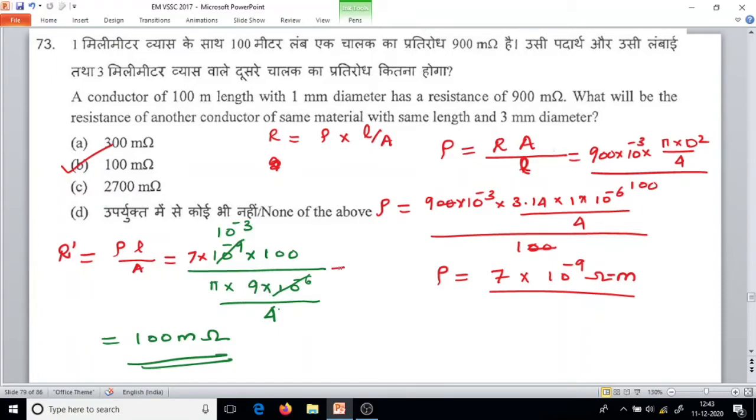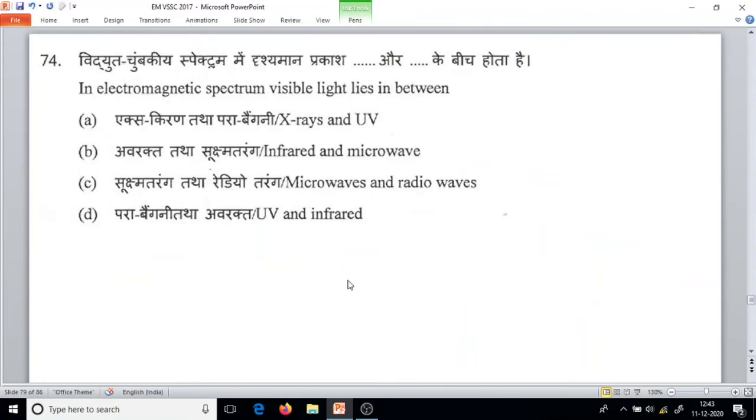See, this simplification I'll tell you once more. It is very easy now. Pi into 3 nines are 27. 27 divided by 4, so we'll get 7 point something. So the 7s cancel, and we will be left with 100 milliohm.